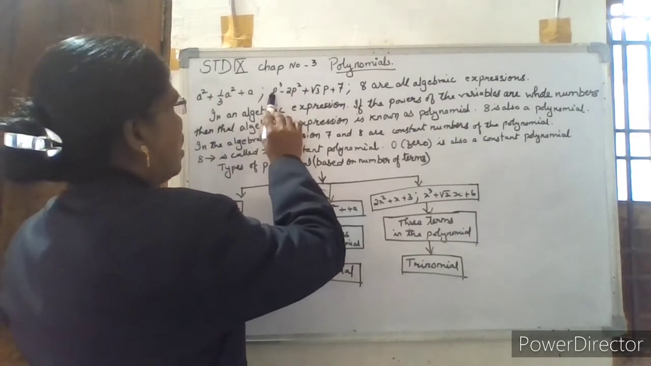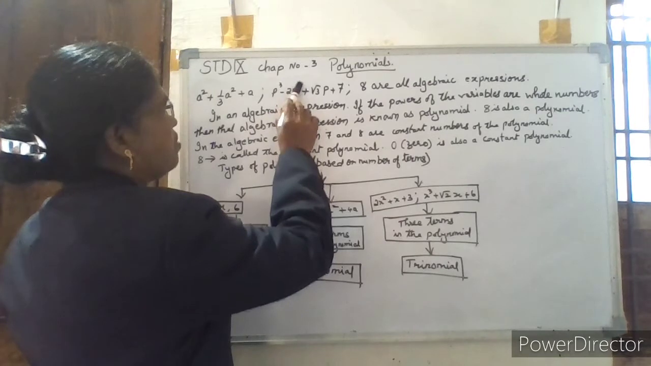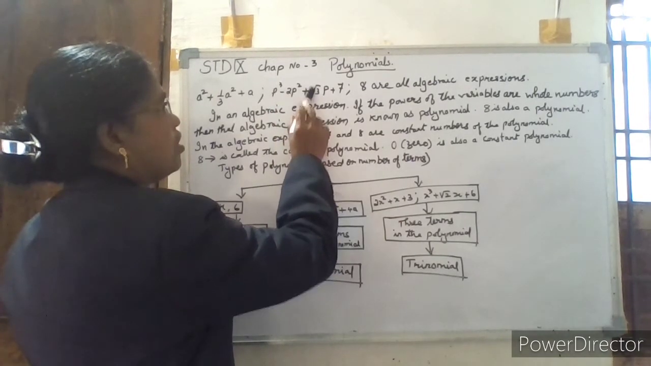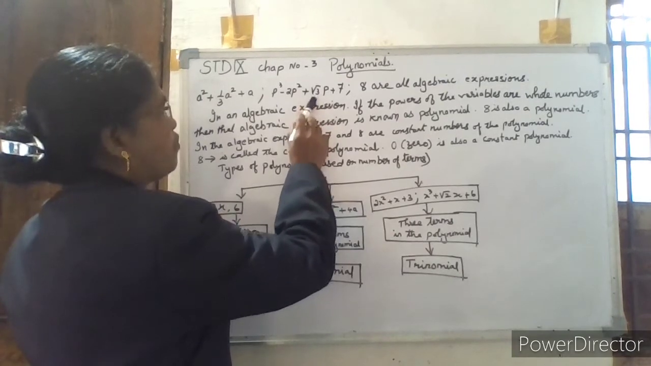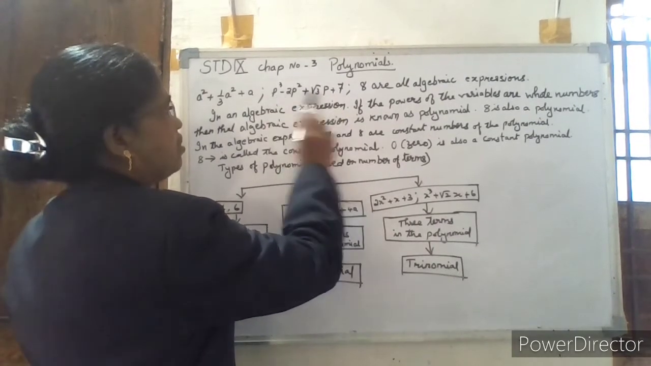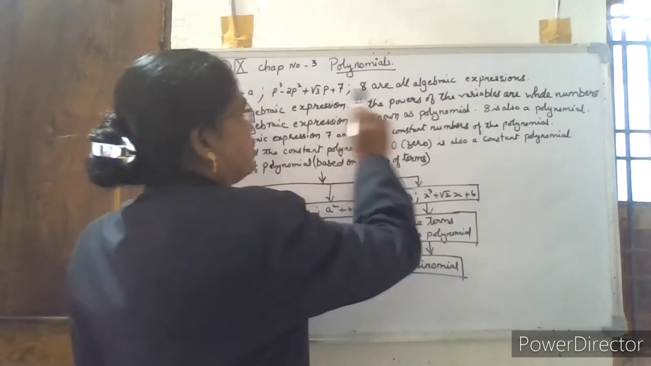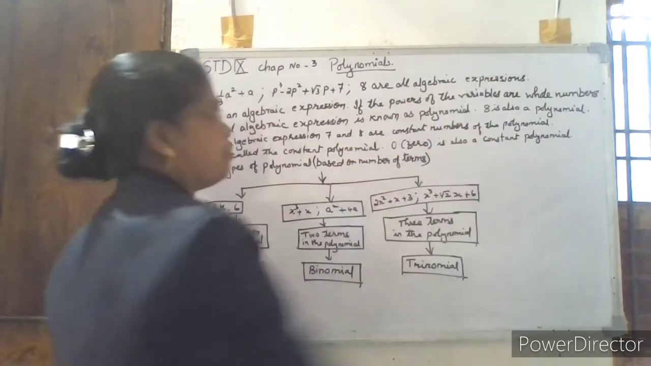Then p cubed minus 2p squared plus root 3. The coefficient can be an irrational number: root 3 p plus 7. This is another algebraic expression, and only 8. These are all examples of algebraic expressions.